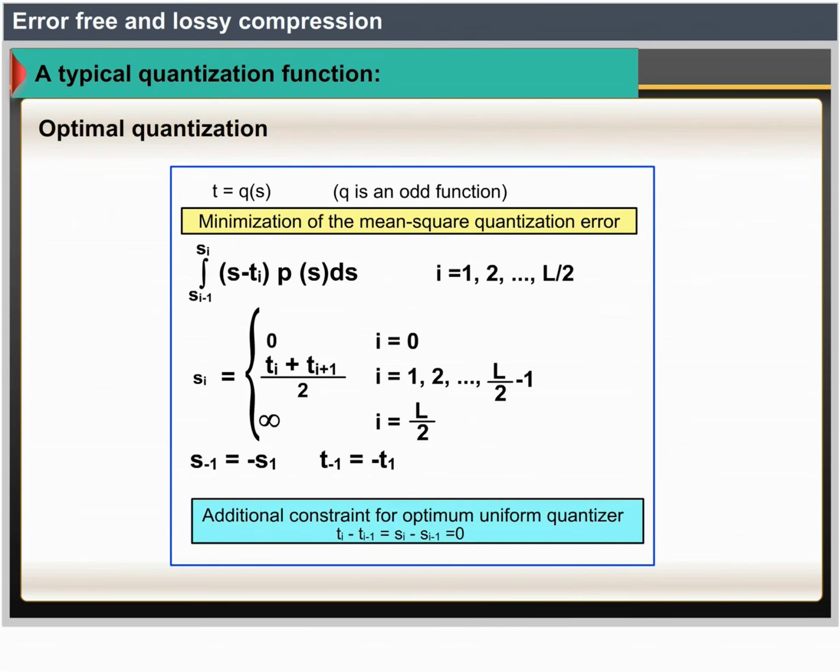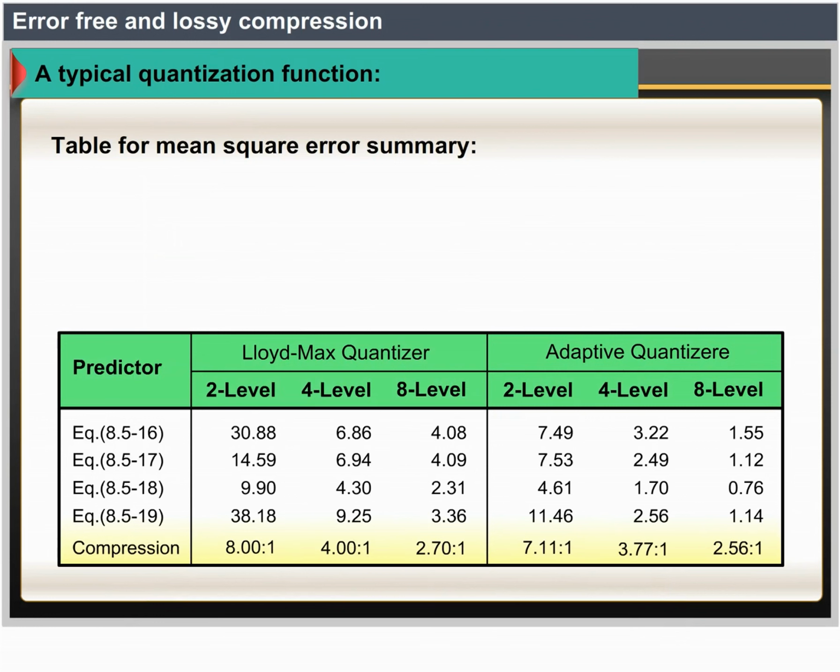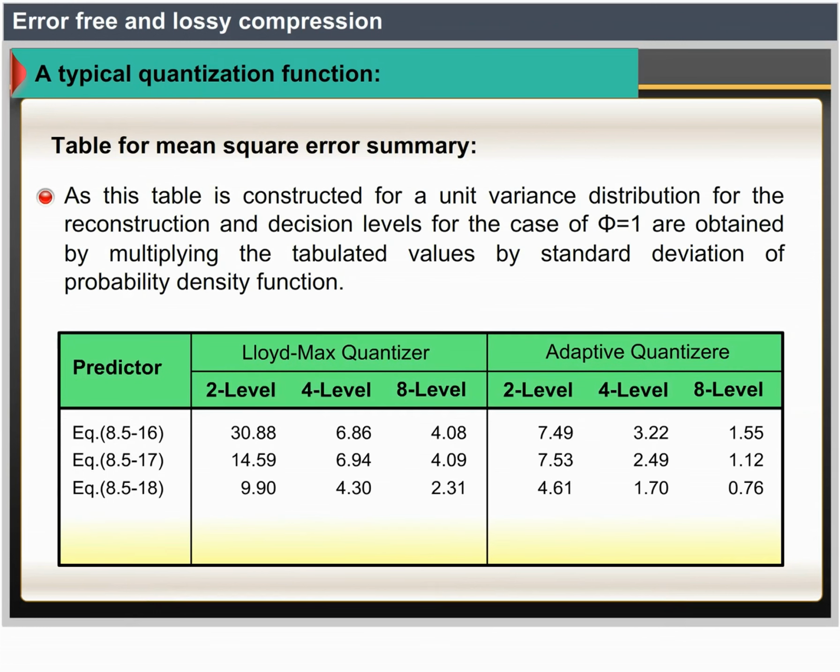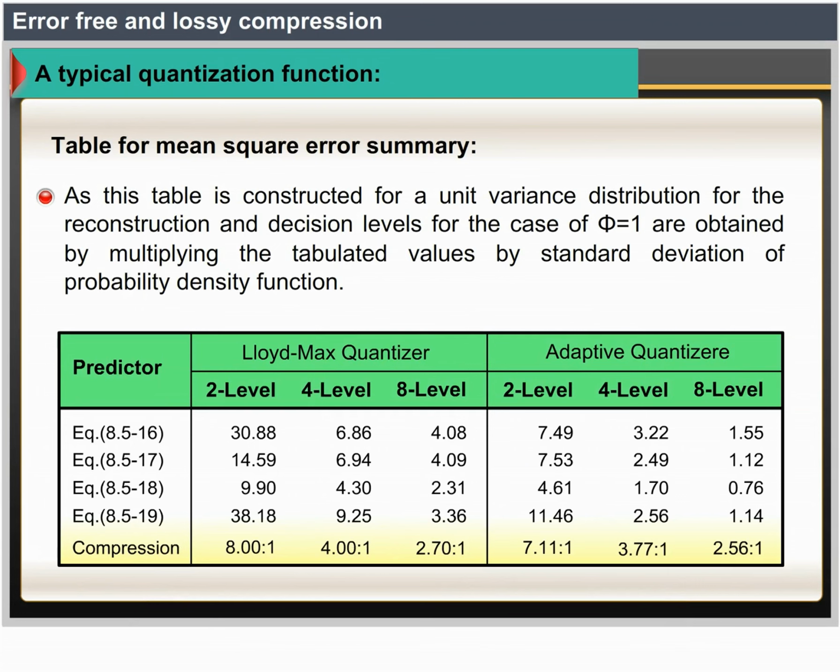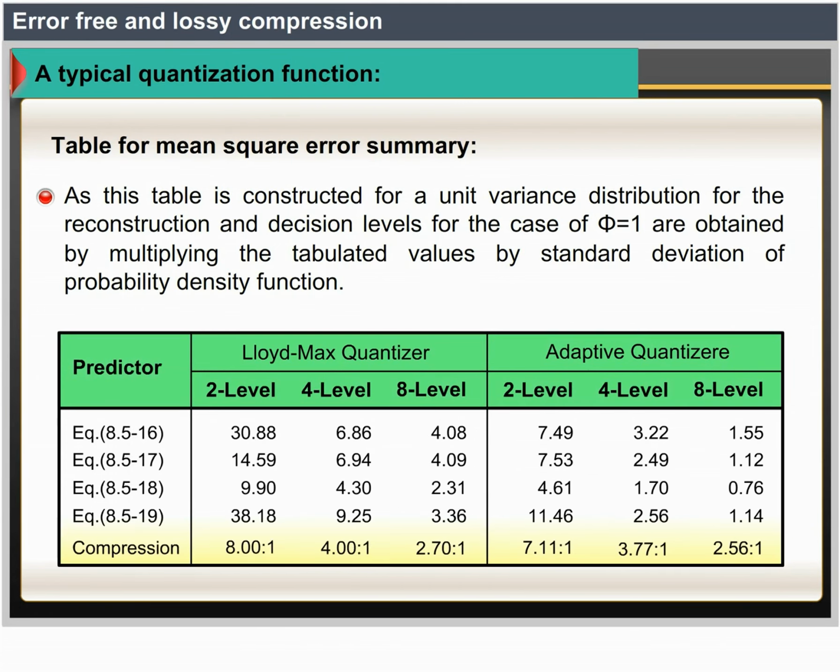Table for mean square error summary. The following is a table constructed for a unit variance distribution for the reconstruction and decision levels for the case of pi equals 1, which are obtained by multiplying tabulated values by the standard deviation of the probability density function.